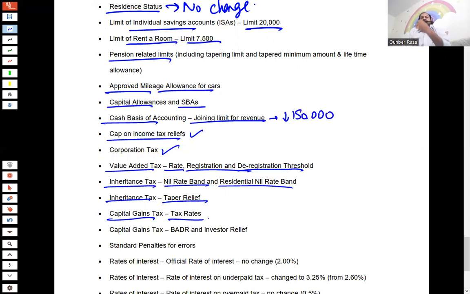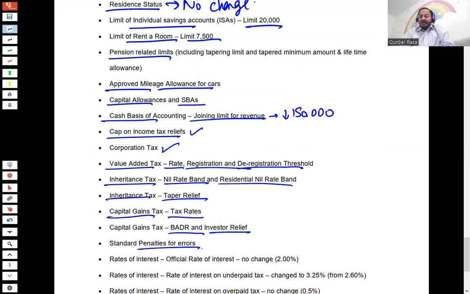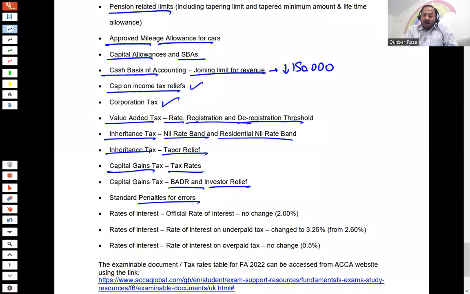Capital gains tax rates are the same. For example, basic rate 10%, higher rate 20%, if residential property 18% and 28%, annual exemption 12,300, all same. Even in capital gains, the BADR and investor relief amounts, tax rates, all are same. Penalties for errors, deliberate and concealed, deliberate not concealed, remain the same. So there is no change in that. Official rate of interest, 2%, no change. This official rate of interest is used for the loan benefit and expensive accommodation.